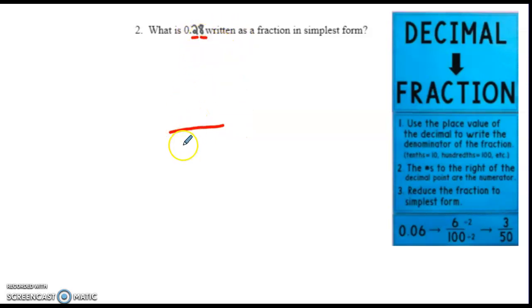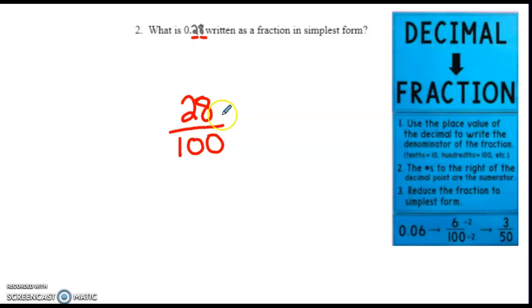And because there's 2 places, I know on the denominator I need to put 2 zeros. That's how I think about it. I think about how many decimal places there are. That's how many zeros I'm going to need on the bottom. And then I'm going to drop the decimal and just put 28 on top. And now I want to reduce this.